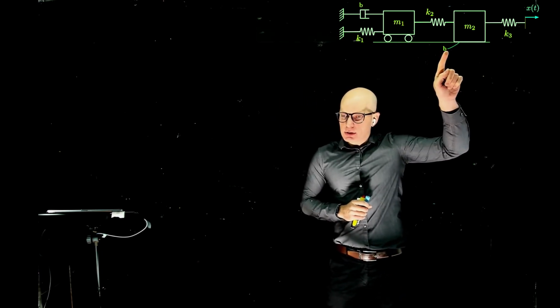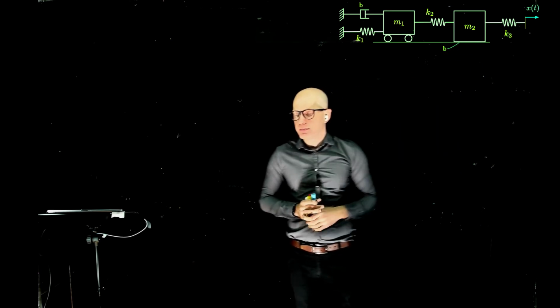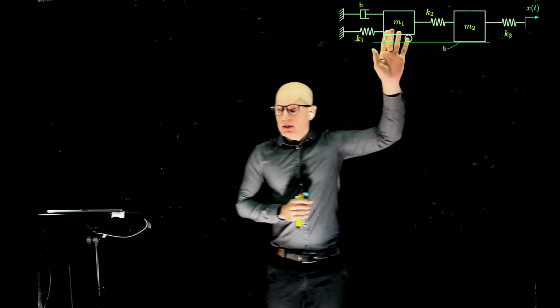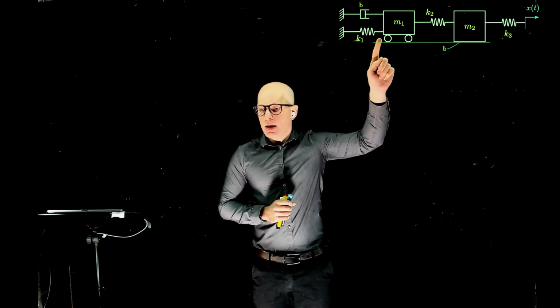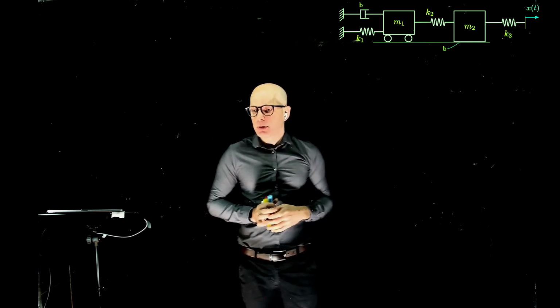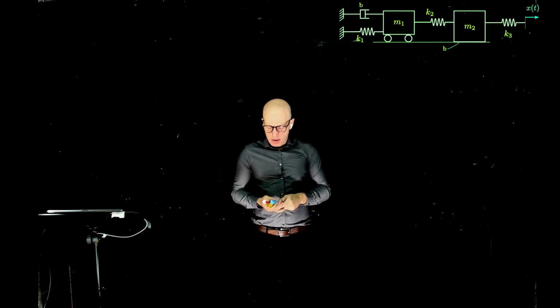And there is friction. There's friction between the mass and the plane. Friction coefficient B. Mass M2 connects to mass M1 through a spring. Mass M1 has this roller here to say that there is no friction between the mass and the plane. And this mass is attached to a spring and a damper connected to a fixed frame.